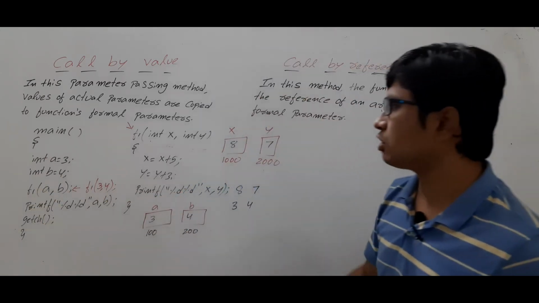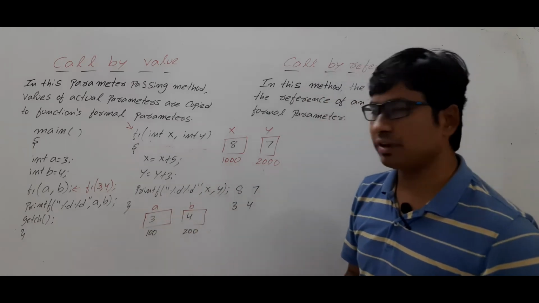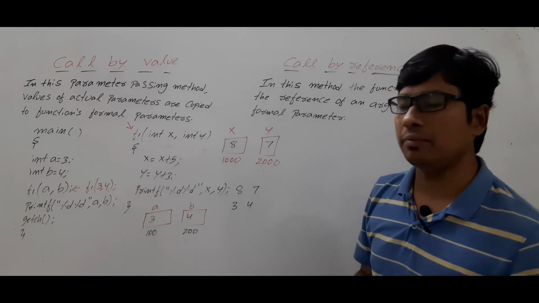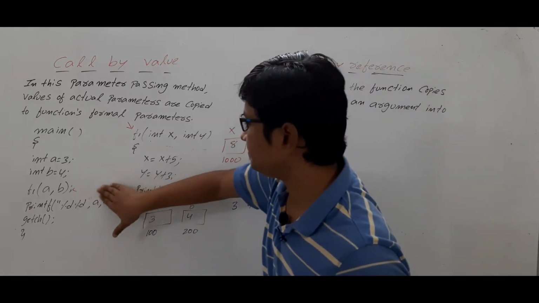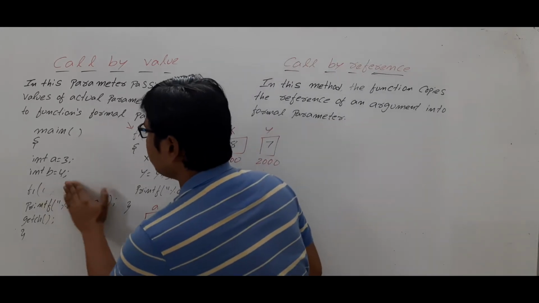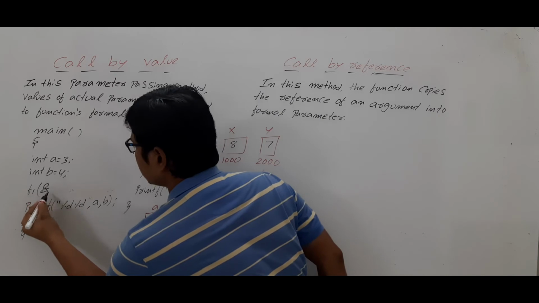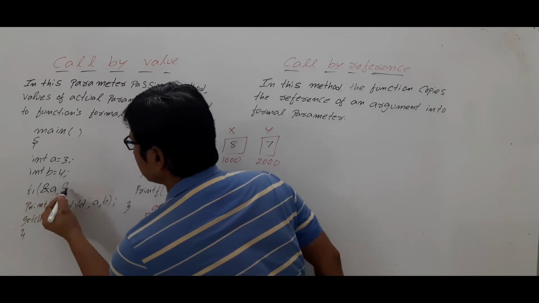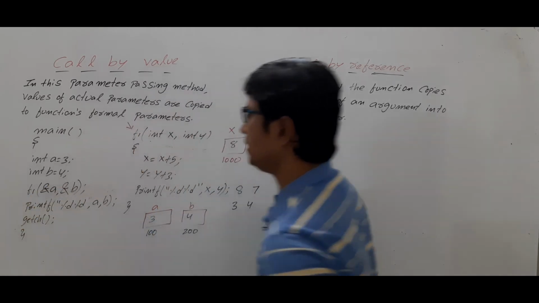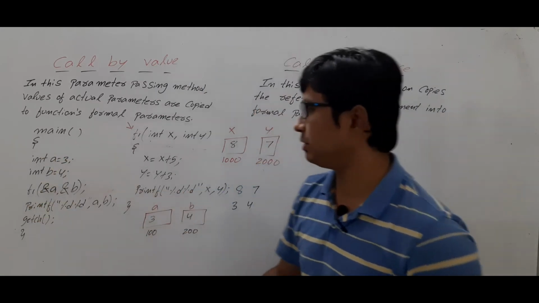Now let me discuss how to modify this program to make it as call by reference. Then what are the changes will happen? You look at it. Okay. Instead of call by value, I am passing the addresses here. So I am writing ampersand a comma ampersand b. Okay, that is what the address of a variable. Ampersand a is the address of a variable a.